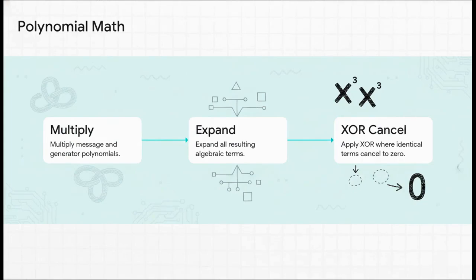When you expand those brackets, you're going to get multiple terms. But here is the absolute beauty of code algebra. We get to use the XOR operation. You see, in XOR math, there are no messy carryovers. Identical terms literally cancel each other out to 0. So if you get an x cubed plus an x cubed, poof, they just vanish.